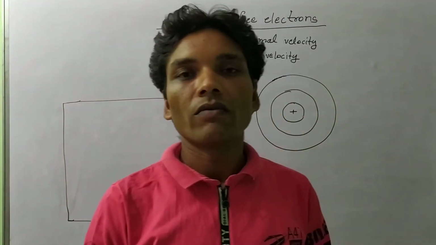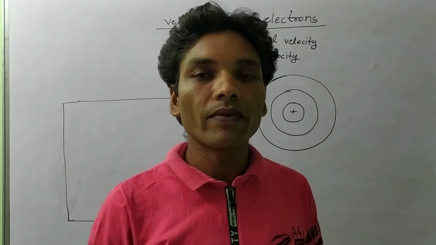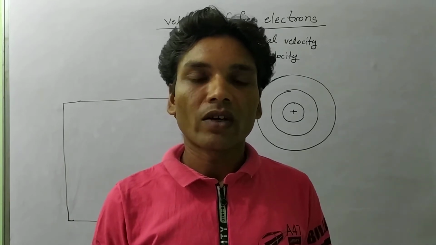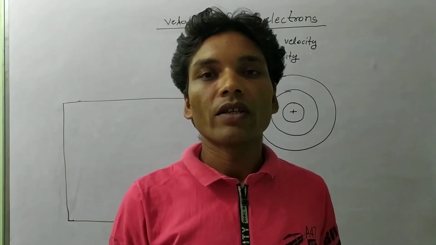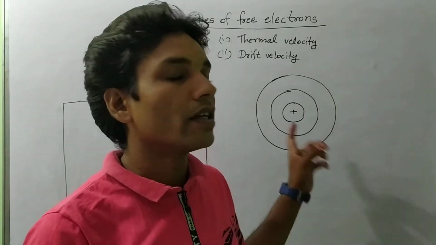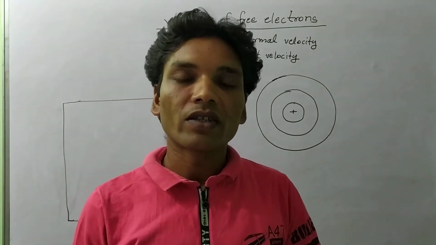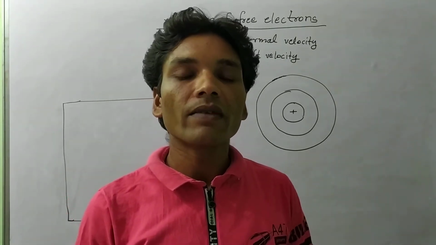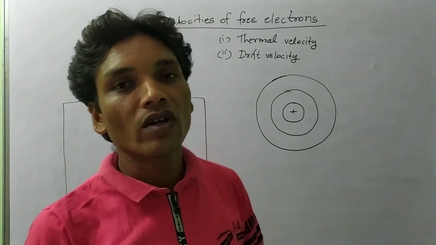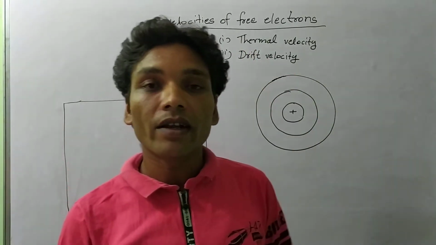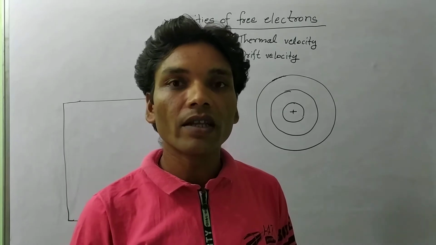Students, in this video we will learn about the velocities of free electrons. Free electrons have two types of velocity: thermal velocity and drift velocity. To understand thermal velocity and drift velocity, firstly we have to understand free electrons. What are free electrons?